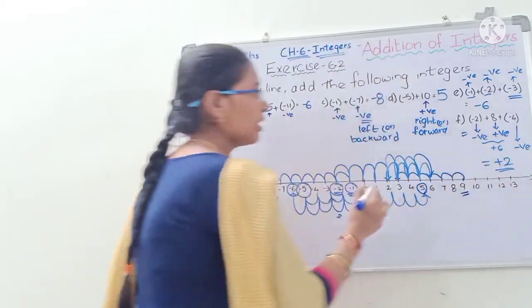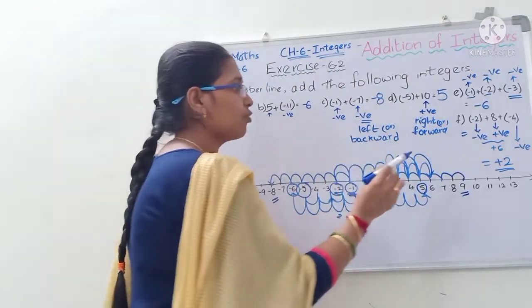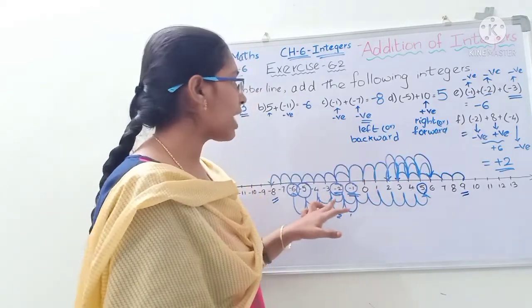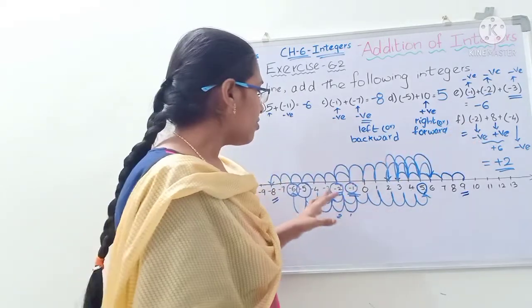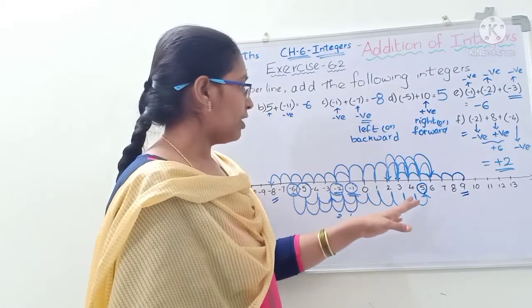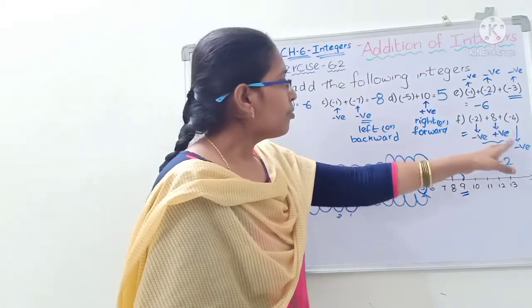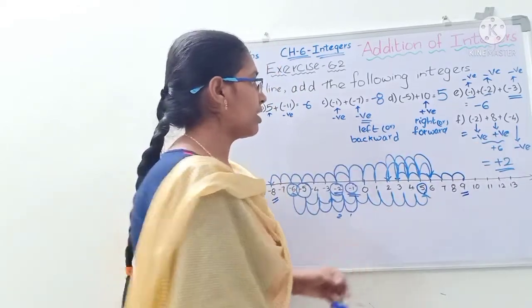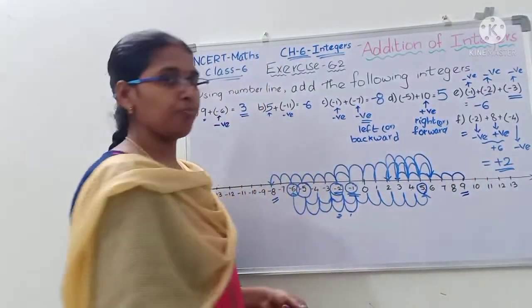So children, minus 2 plus 8 plus minus 4 is plus 2. How did we get it? First, minus 2 we located on the number line. Then we added 8. We moved 8 steps forward. Then we moved 4 steps backwards because we are adding minus 4 here. The answer is plus 2.